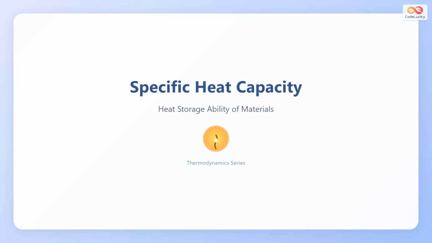Welcome to this lesson on specific heat capacity, part of our thermodynamics series. Today, we'll explore how different materials store thermal energy and why some substances heat up faster than others.